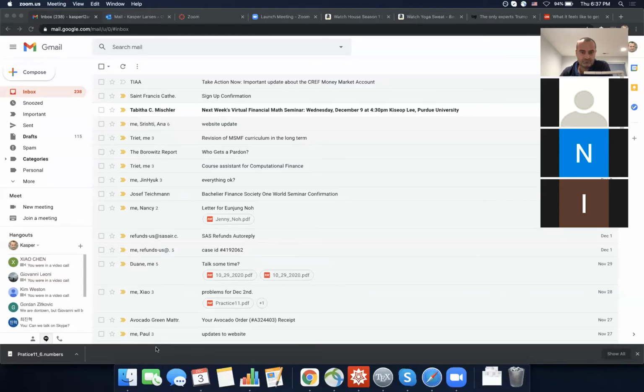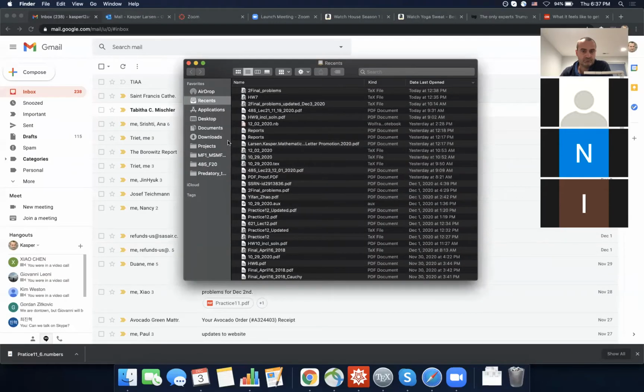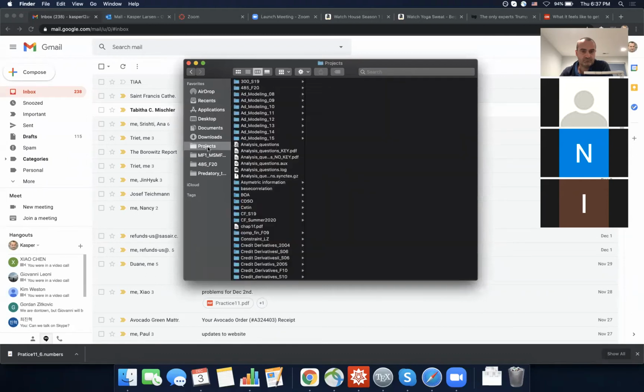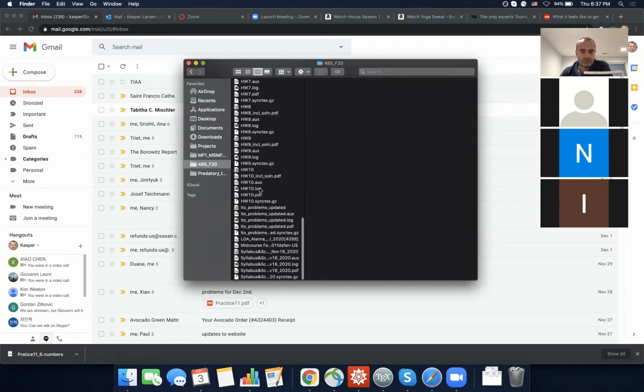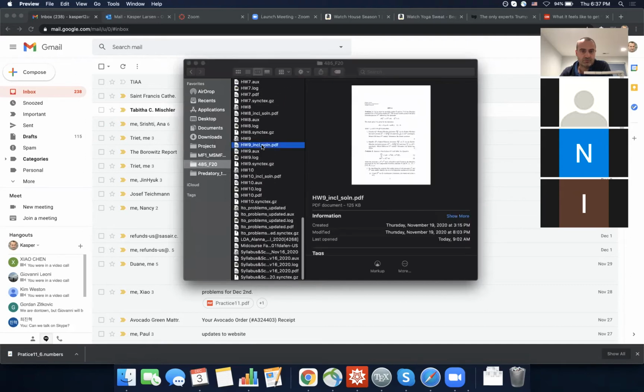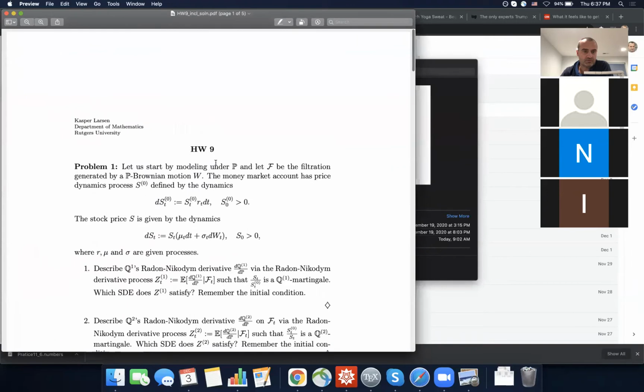For the homework, for number one, A and B differ in that B says to set up or describe the Radon-Nikodym derivative on F_t. I don't know if you can do another example of that in class or maybe just explain it a little bit, because I'm having a little difficulty understanding. This is in Homework 9, number 1.